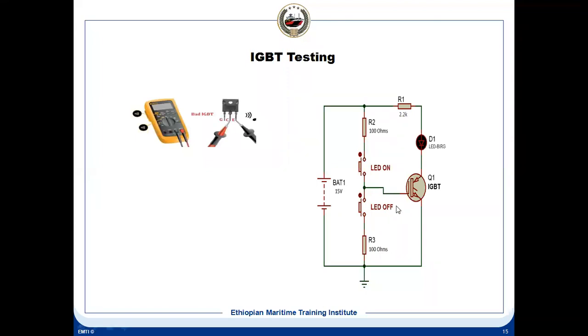If you look at this circuit, this is an IGBT testing circuit. Now you see here a battery voltage of 15 volts is given. This 15 volt is coming through this LED on switch, and the negative side is through the LED off switch. And this supply is also going to the collector side and the emitter side. So when I switch the LED switch on, this 15 volt supply is coming through to the gate and the light will come on. So I'm applying a gate signal. When I apply a gate signal, the IGBT turns on. That means the IGBT is working.